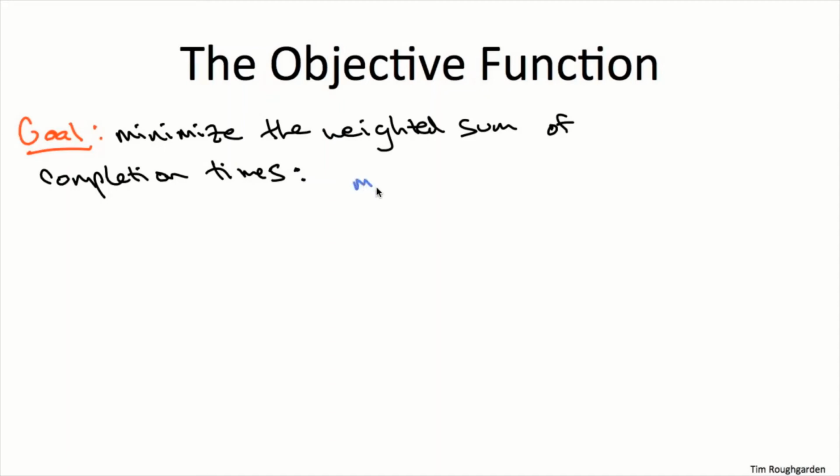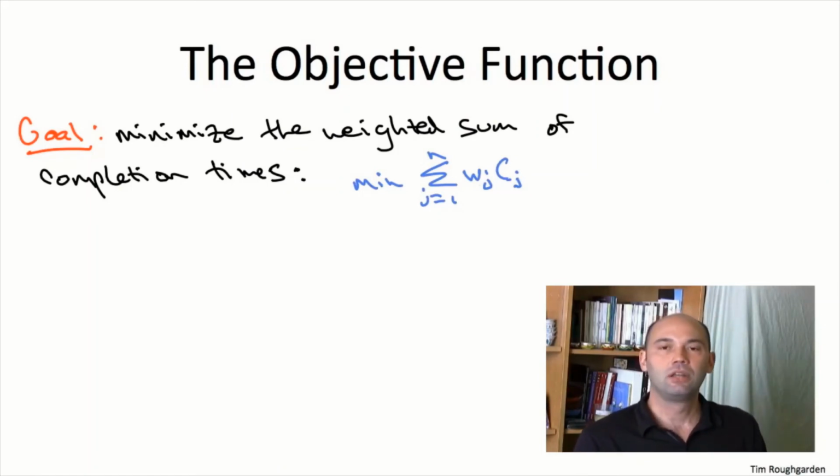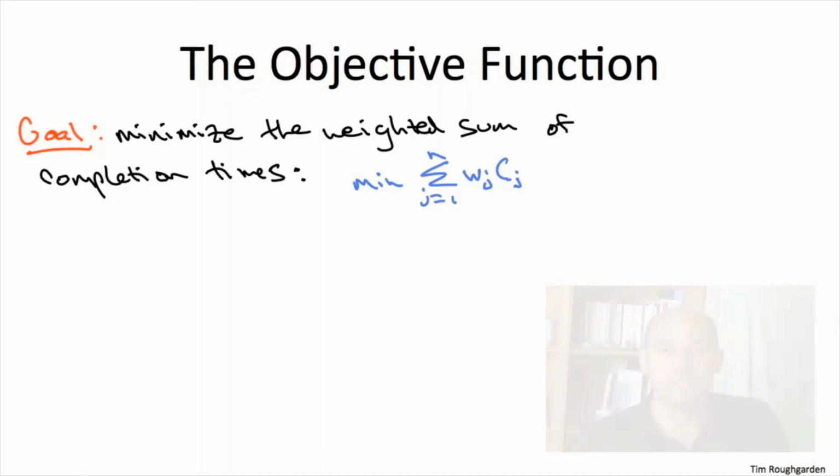What you want to do is minimize the sum over all n jobs of their completion time, but then multiplied by their weight Wj. So the sum over j of Wj times Cj, where Wj is the weight and Cj is the completion time as defined on the previous slide. If you think about it for a second, you'll realize this is equivalent to minimizing the weighted average of the completion times with the weights given as in the input.